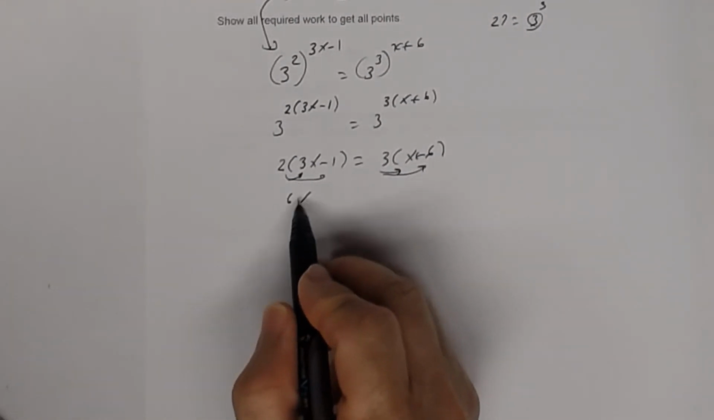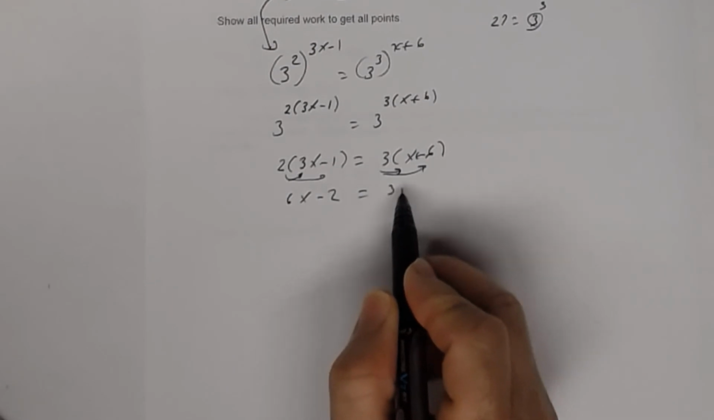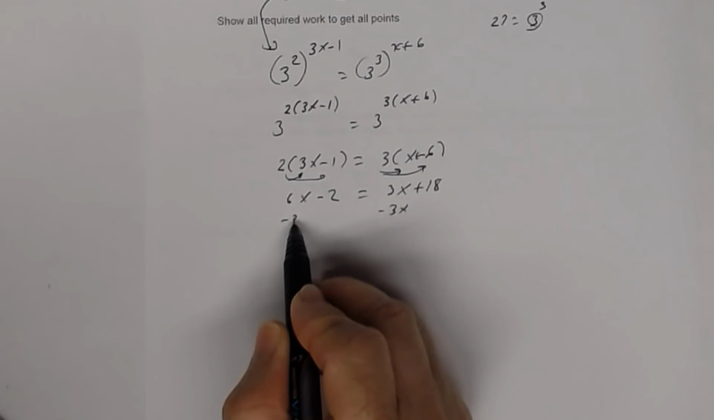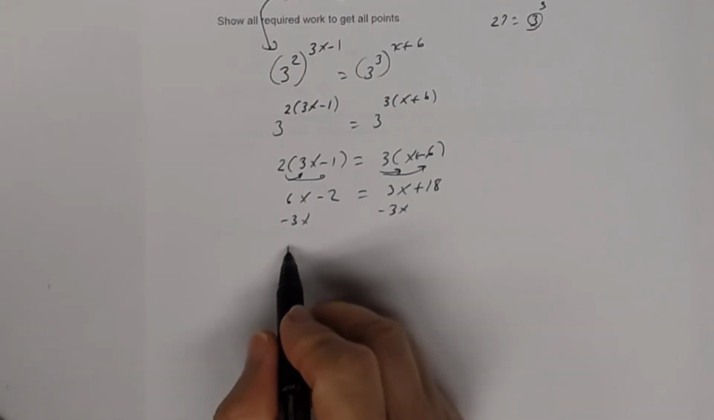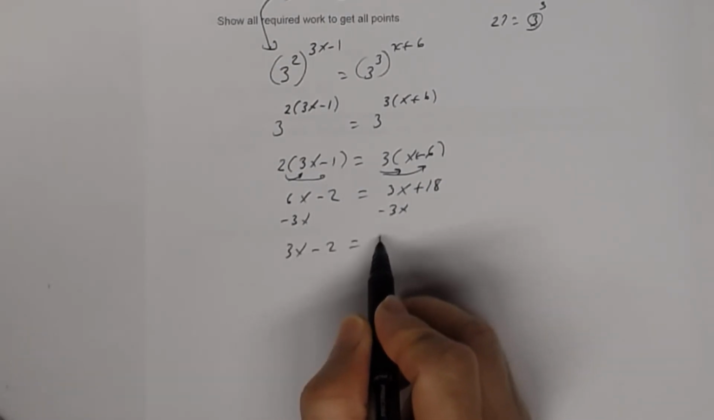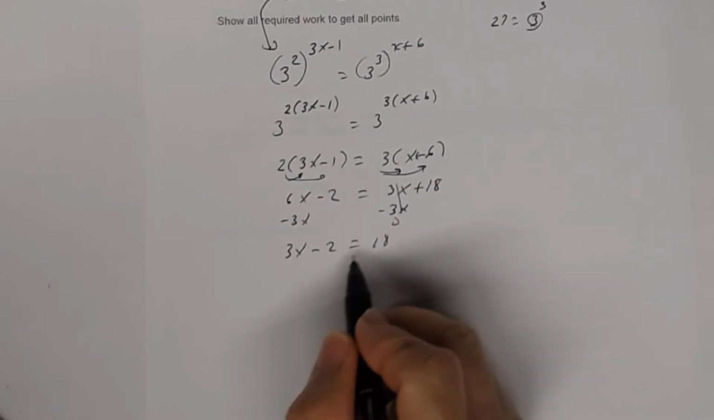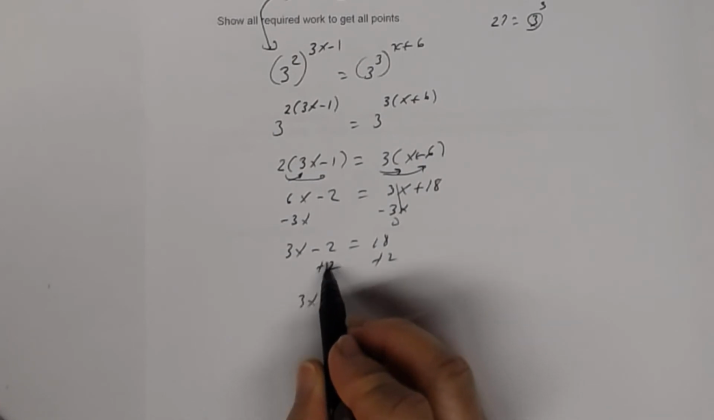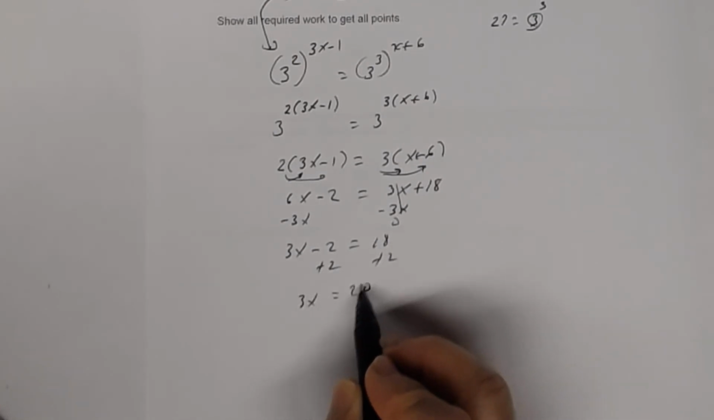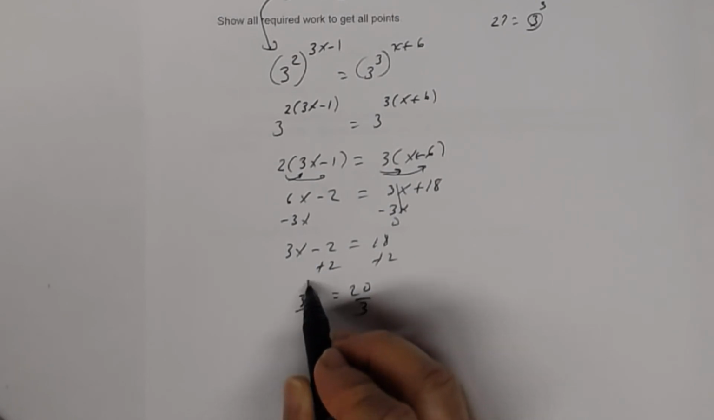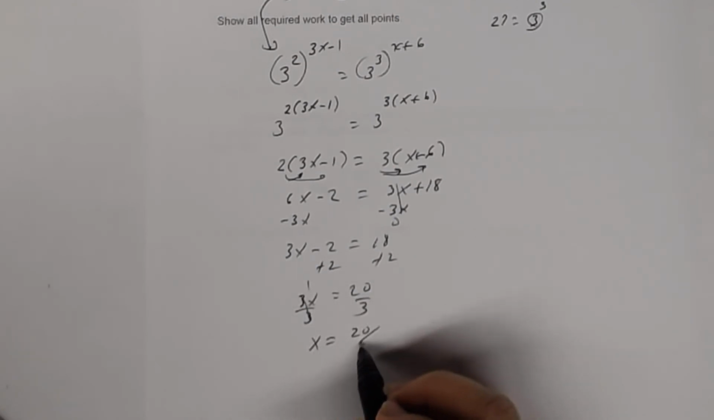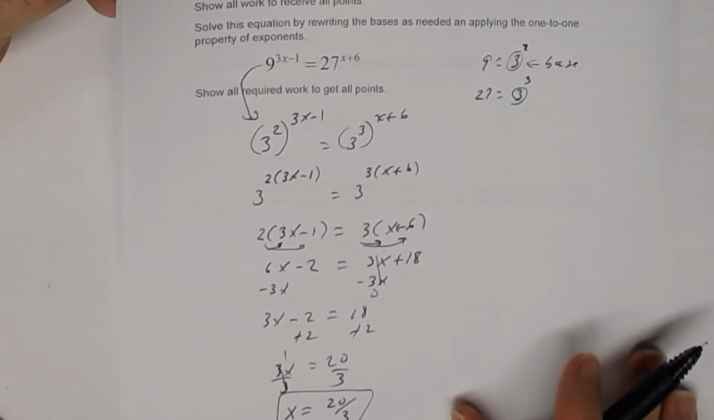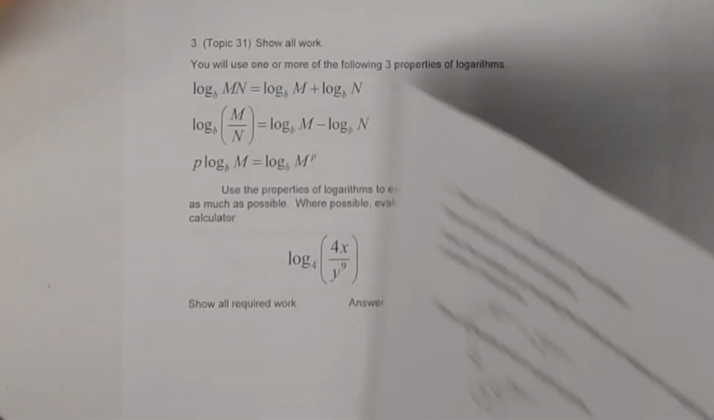So I get 6x minus 2 equals 3x plus 18. Subtract 3x from both sides. 6x minus 3x is 3x, minus 2 equals, and that's 0 here, I get 18. Add 2 to both sides. I get 3x, combining like terms, equals 20. Divide both sides by 3. I get my solution to be 20 thirds. Okay, so that was number 2. Not that difficult, fairly easy to deal with.